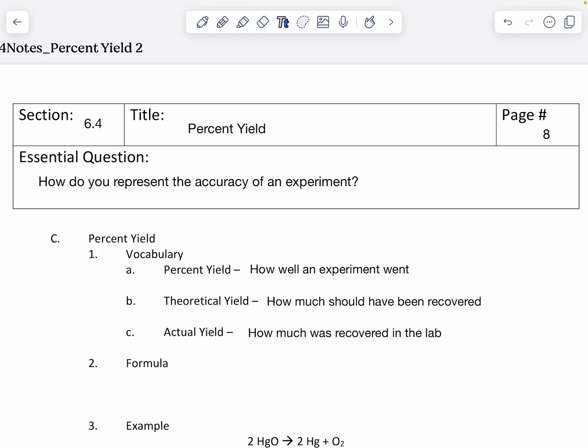Moving on to theoretical yield. Theoretical yield tells us how much we should have recovered. How much should we have gotten back if the reaction or the experiment was perfect? And last but not least is actual yield: how much did we actually recover in the lab? What did we get back? What can I quantitatively measure in the lab? This must be found and measured in the lab. It could be given to you in a question, like it says they recovered this much, but for the most part, this has to be figured out in the lab.